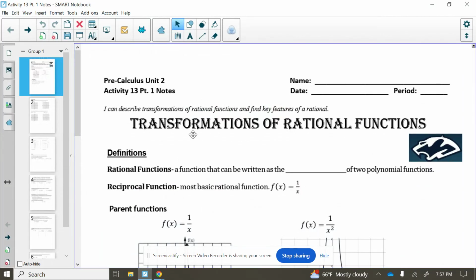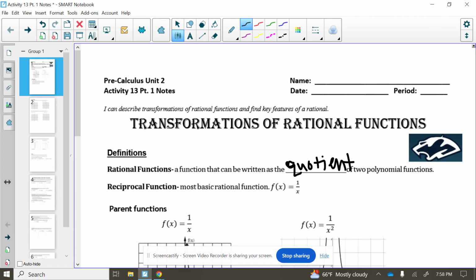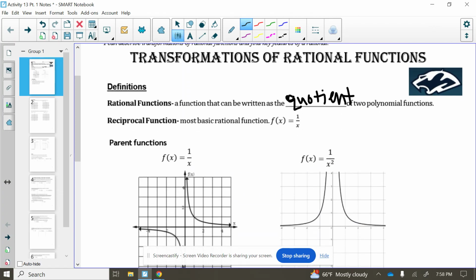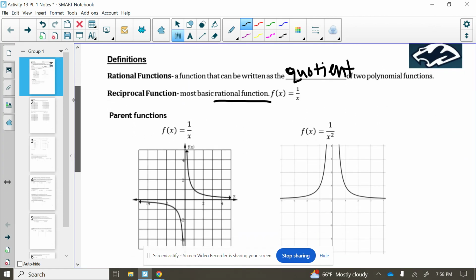Now, our rational functions are functions that can be written as the quotient of two polynomial functions. And our most basic function is the reciprocal function, that is a rational function. This is kind of like the most basic parent function. We also see 1 over x squared as another parent function.